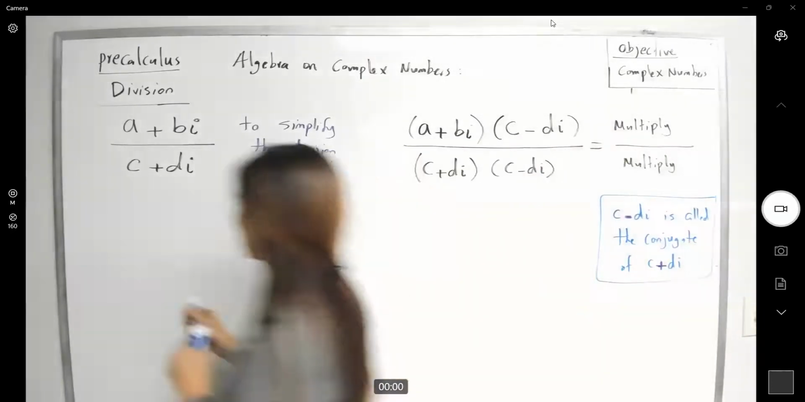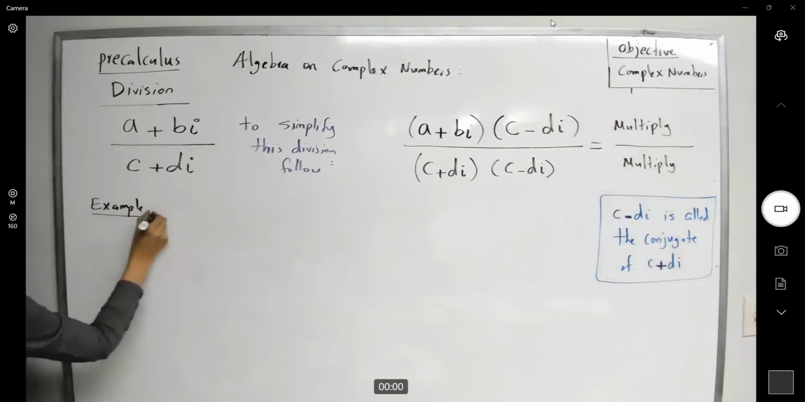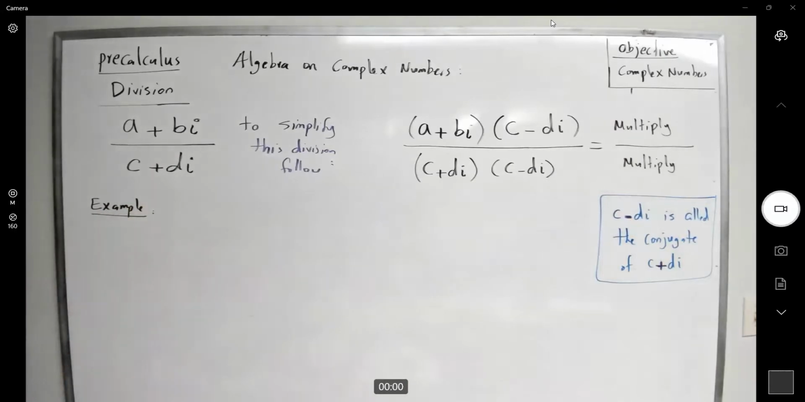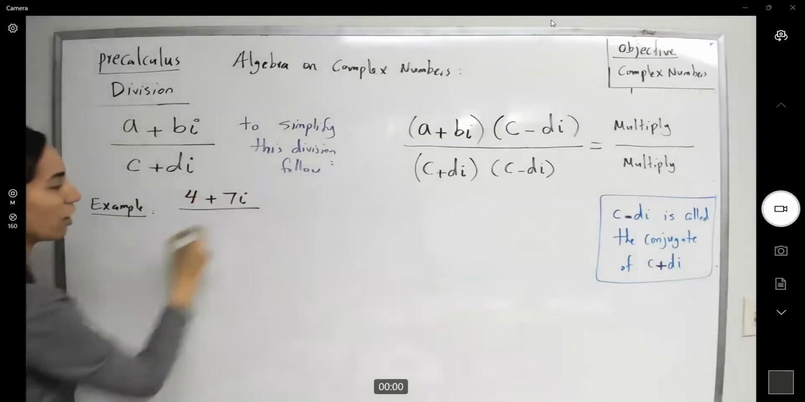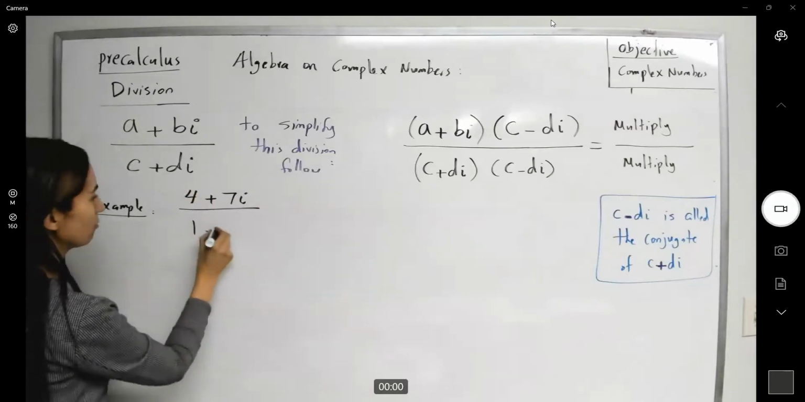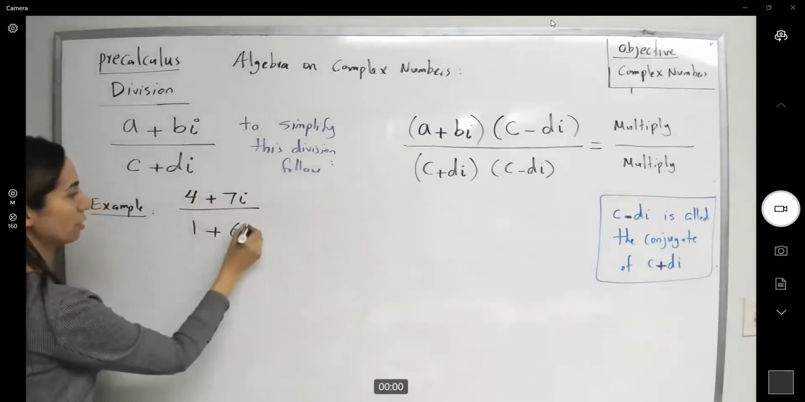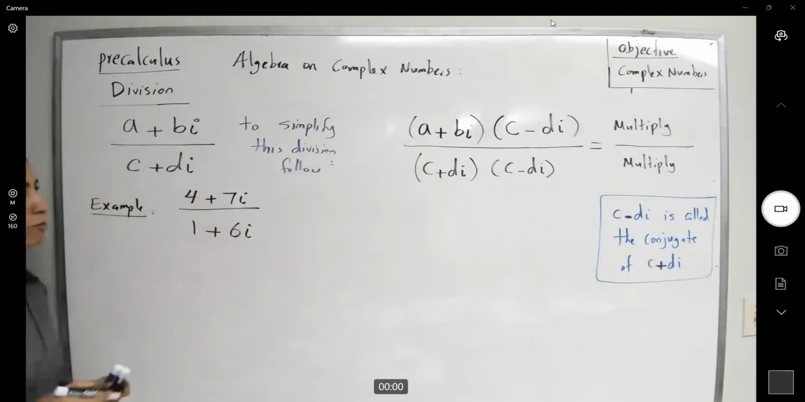For example, here's an example. Suppose I ask you to divide these two numbers. Let me go back to the example that they had. 4 plus 7i divided by, let's just write down, 1 plus 6i. So you have two complex numbers. My first complex number is divided by the second complex number.